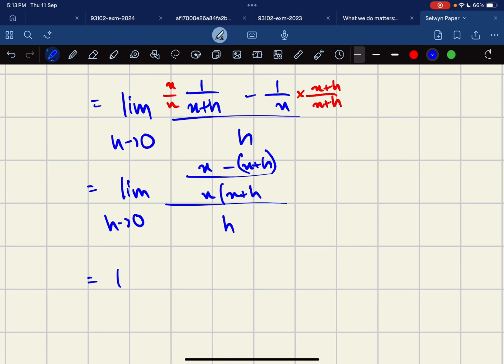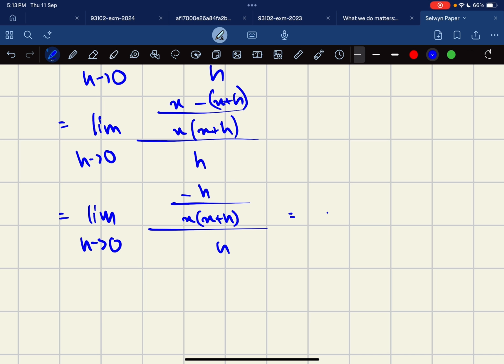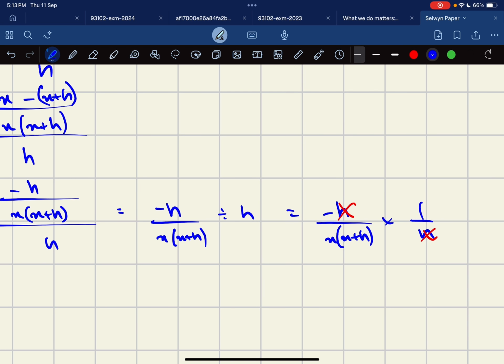So then this becomes, again, the limit as h approaches 0. X minus x is just 0, and then minus h, it's minus h over x times x plus h, all over h. And again, you can rewrite this as negative h over x times x plus h divided by h, which is then rewritten as negative h over x times x plus h times 1 over h. So essentially the h's cancel each other out, which is exactly what we're looking for.